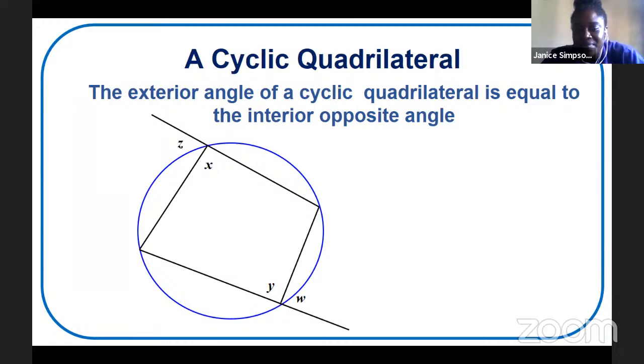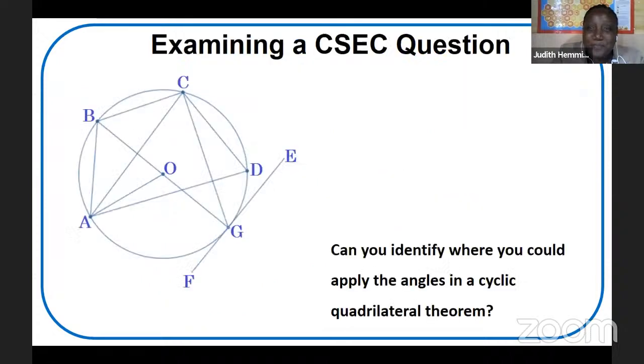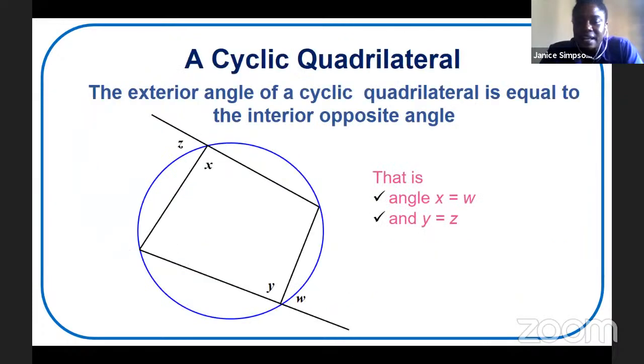I'm seeing Shanique saying Z and Y, they're equal. And in the same breath, which angle will be equal to angle W? Exterior equals interior opposite. All right. X will be equal to W. Good job. So that is what we wanted you to identify. So going back a little, we see that angle X is equal to angle W and angle Z is equal to angle Y. Good job.